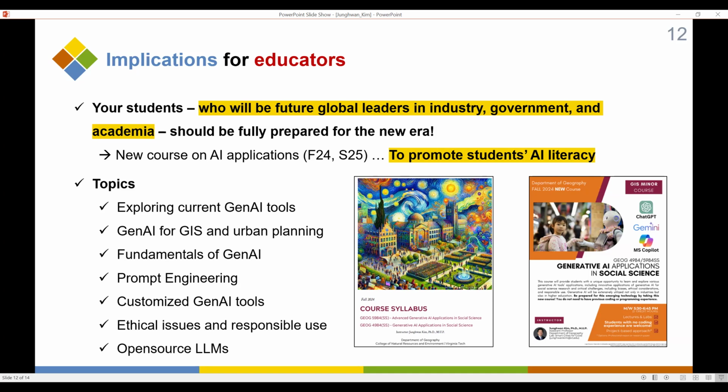So to sum up, I think it is a pivotal time for us to integrate AI with geography and GIS education so that we can provide learning environments for students so that they can fully prepare for the future workforce where a high level of AI literacy is required.